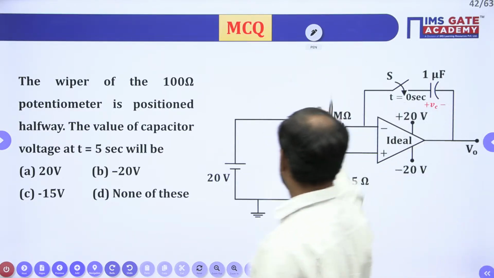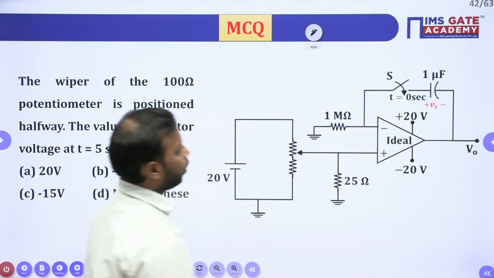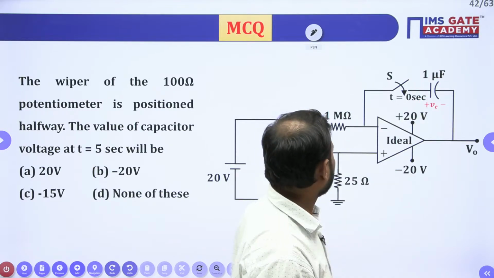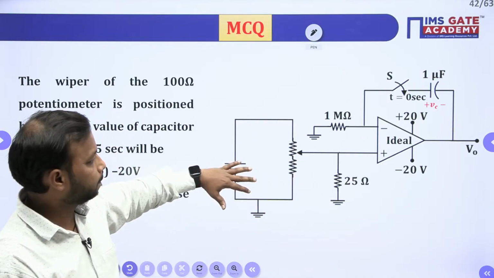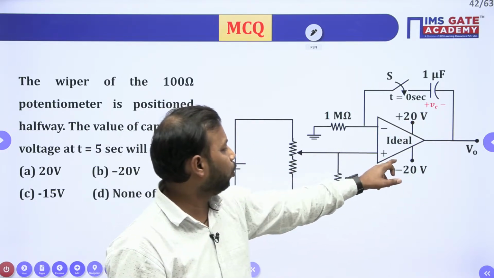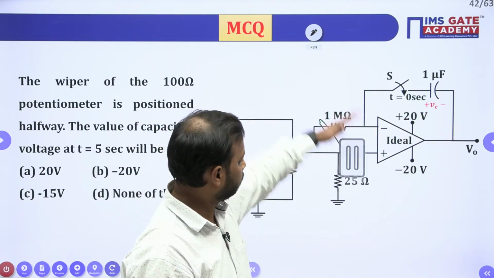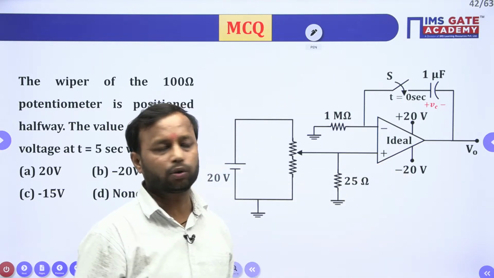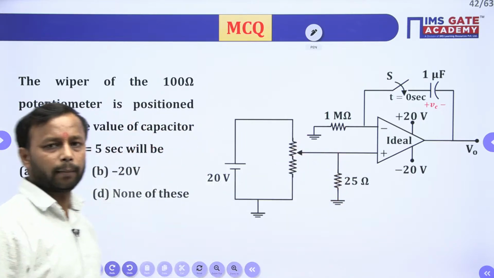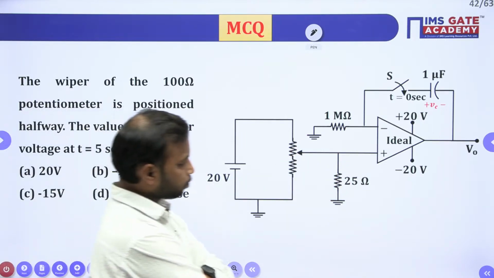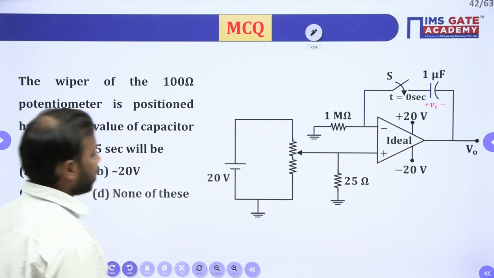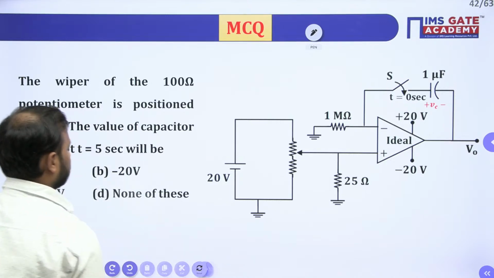So basically, we need to find this capacitor voltage, VC. We have a potentiometer here, and this is a kind of op-amp, and this op-amp will have the input at the positive terminal. So this is what? This is a non-inverting op-amp. Done. And the op-amp we need to consider as the ideal op-amp. So how to find the answer over here, or the solution over here?